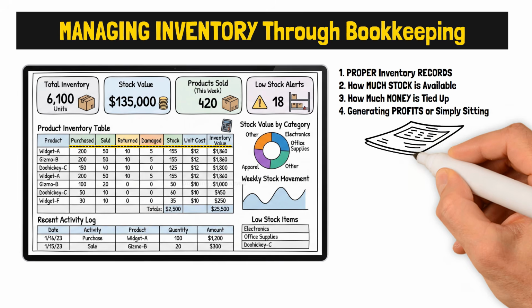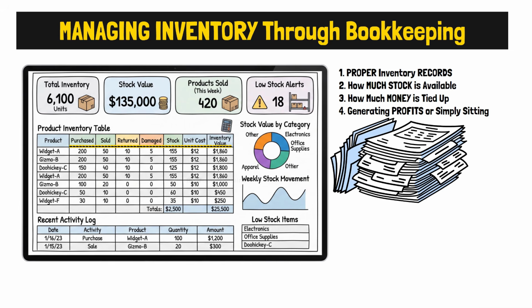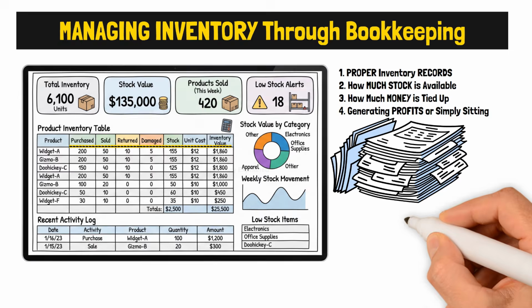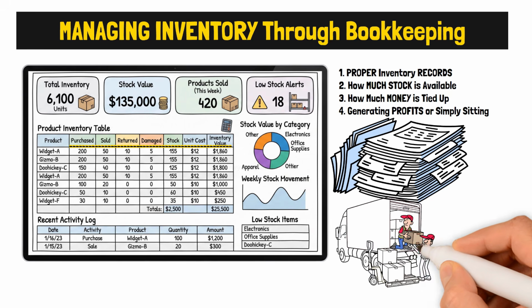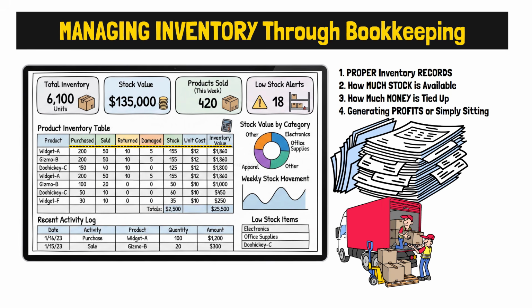When new inventory is purchased, record both the quantity and the total cost. As products are sold, update inventory records so your remaining stock stays accurate. Regular physical inventory counts should also be performed because actual stock may differ from recorded amounts due to errors, theft, damage, or misplaced items.